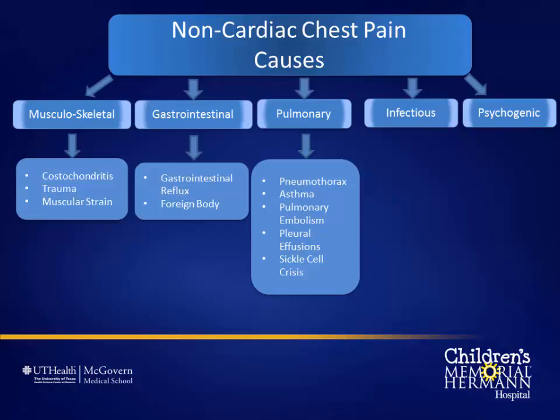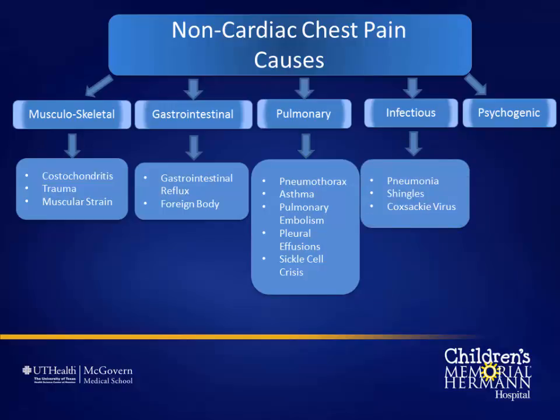Next, we have infectious etiologies, which include pneumonia, which can cause irritation to the lining of the lung, and pleural effusions, as well as pockets of pus, irritation, and inflammation of the airways. Shingles, which is a reactivation of the chickenpox virus and can cause a very painful and itchy rash on the chest, causing pain. And then Coxsackie viruses, which is a common cause of the common cold, and among other things can also cause chest pain.